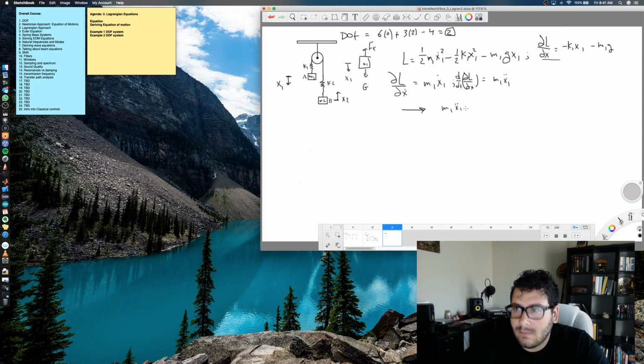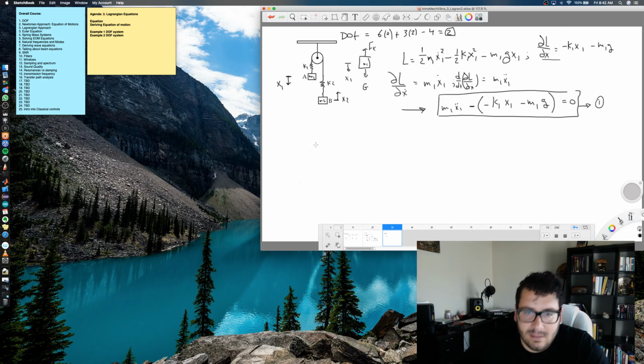So when I put this together, my first equation of motion is going to be m1 x double dot 1 minus, this guy's here, which is minus k1 x1, minus m1 g, right? So that's going to be equal to 0. So that's my first equation of motion.